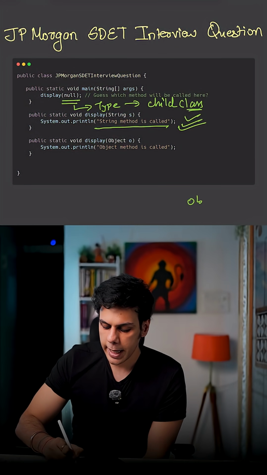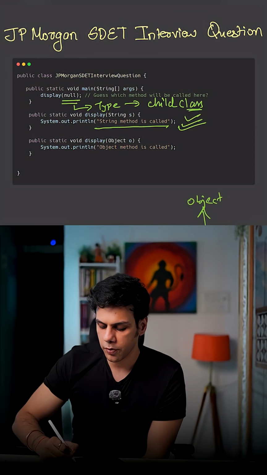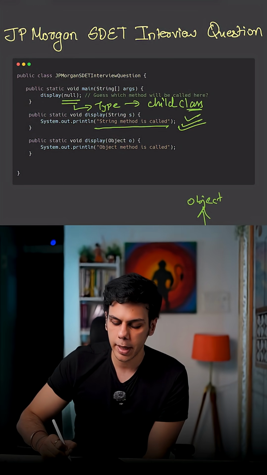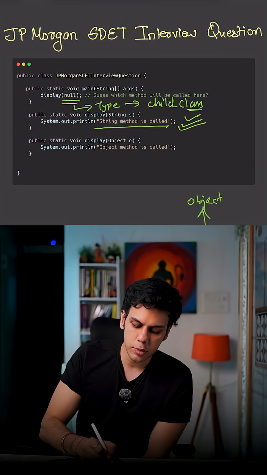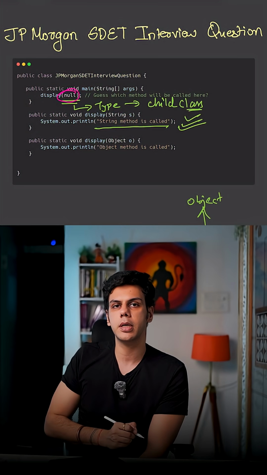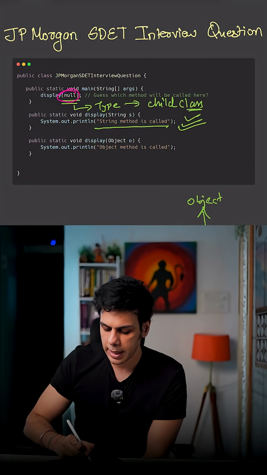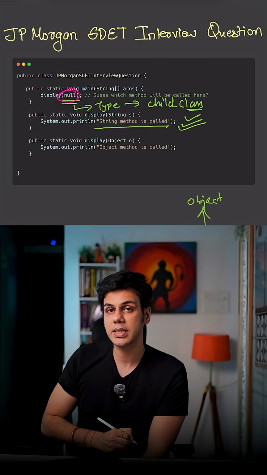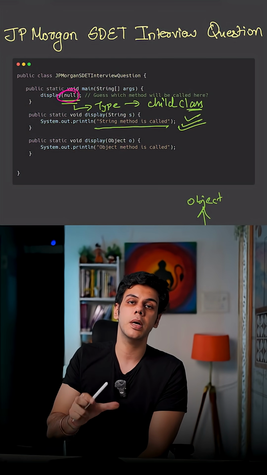Now, object is basically the parent of all classes. So, string is a child of object, right? So, when Java is trying to decide the type for a particular value, it is always going to select the lower entity first. So the lower class will be selected first, and it is going to be given the preference.